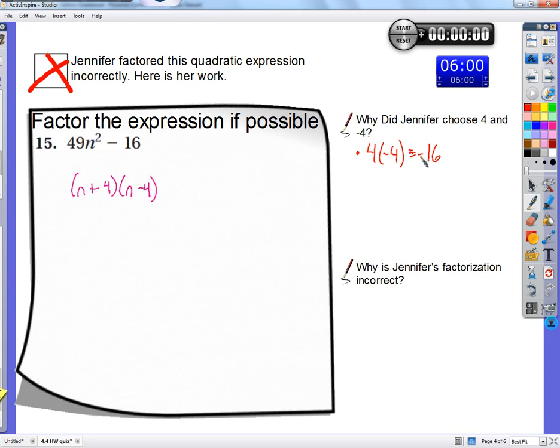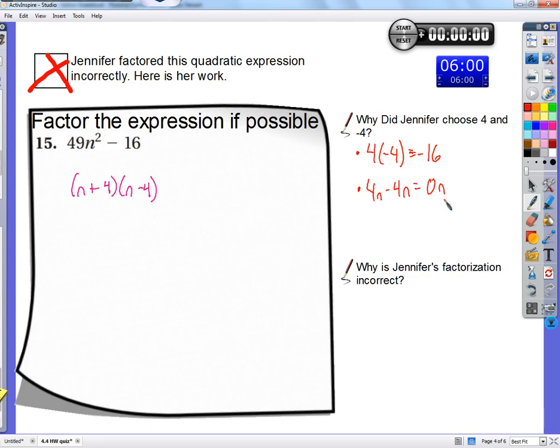There's something else that happens that also is important. It also needs to happen. Couldn't we do 2 times 8 or 2 times negative 8, let's say, to get negative 16? Right, when we do the 4 times n and negative 4 times n, we also get no n's. And we need no n terms. There's 0 n's in between the 49n squared and the negative 16. So not only this, but 4n minus 4n is 0n. That's exactly what we want to have happen.